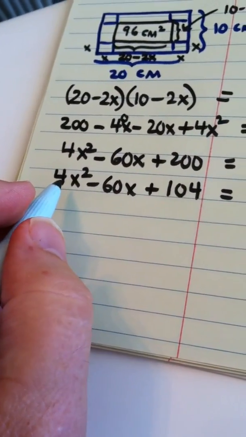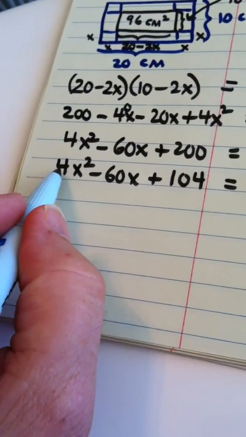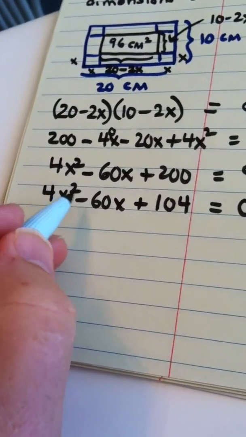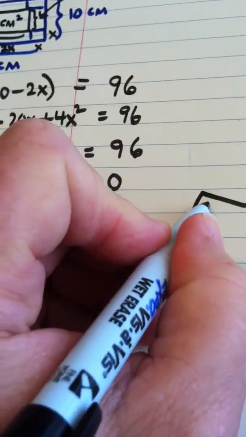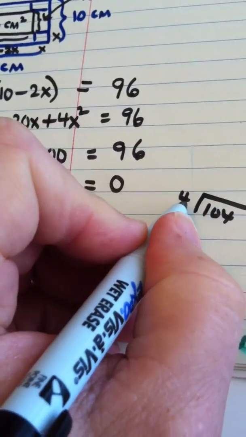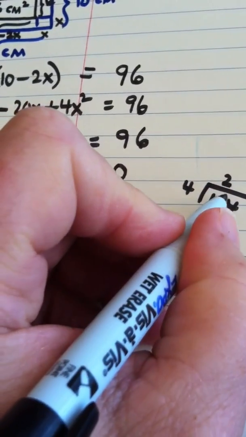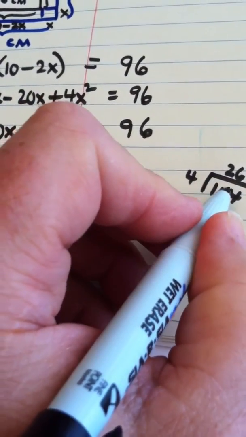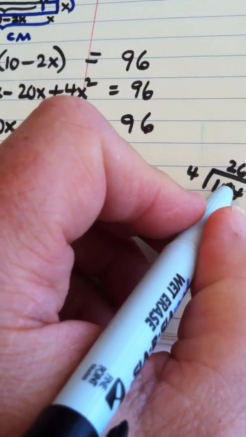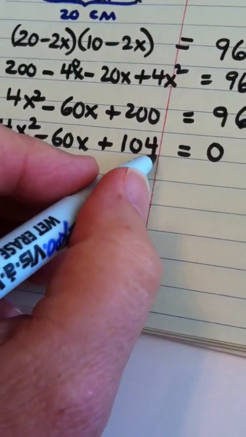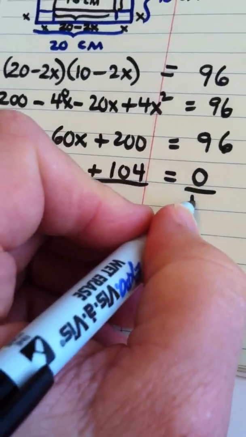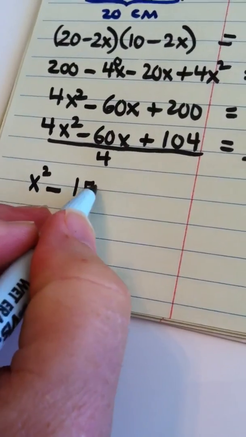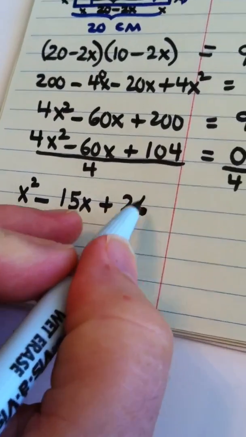And let's see, everything here, I believe, is divisible by 4. Let's check if we can do 104 divided by 4. Yep, 4 goes into 104 26 times. Perfect. So what we're going to do is divide everything by 4. Make our lives easier, people. We have x squared minus 15x plus 26 equals 0.